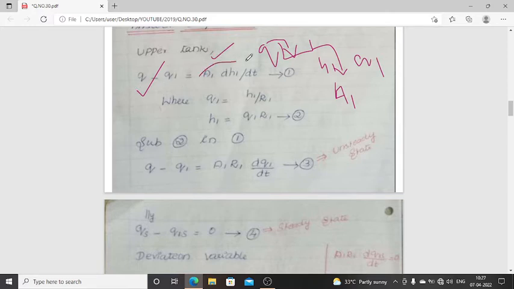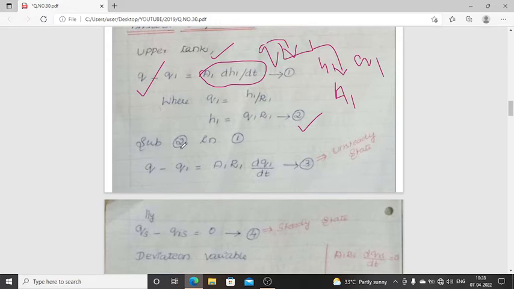What about the rate of accumulation? Area is constant, so we take A1 outside. The variable is the height, so the rate of accumulation is A1 dH1 divided by dt. This is equation number 1. The flow rate is directly proportional to the level, so Q1 is equal to H1 by R1. From this, H1 is equal to Q1 into R1. This is equation number 2.